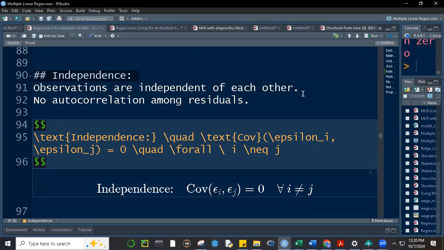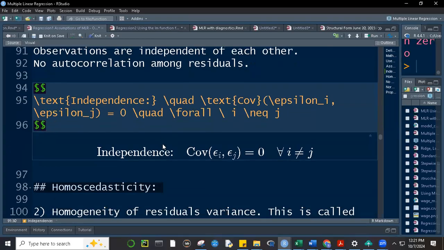Observations are independent of each other. But more so, the independence here is actually about the residuals. There should be no autocorrelation among the residuals. We'll discuss residuals as we go along. Suffice it to say now, class, that our residuals should not be correlated. They should be independent. And how do you express that? This is the mathematical expression of independence.